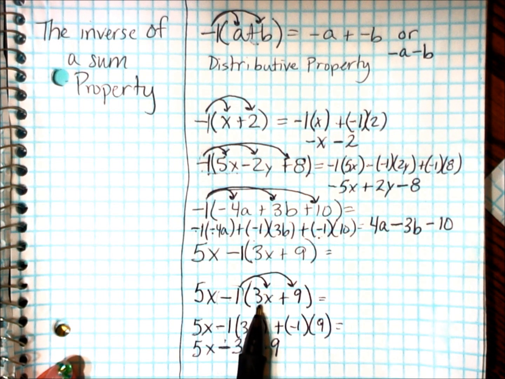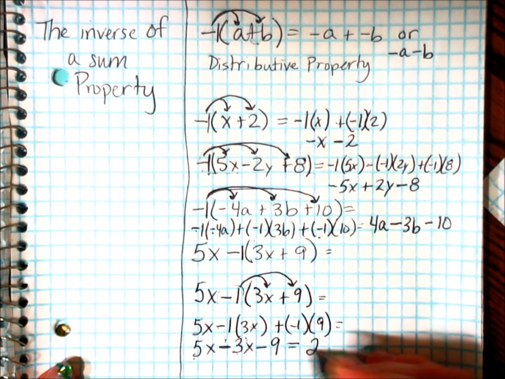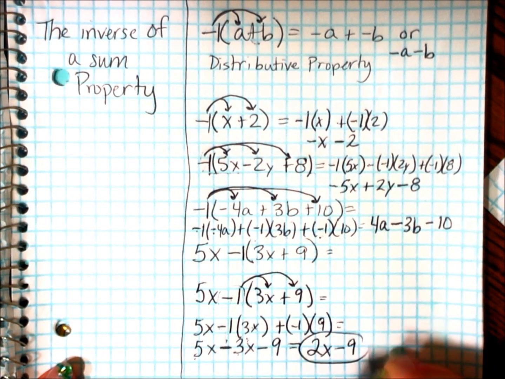Again, seeing that it changed from positive 3x to negative, positive 9 to negative 9. Last step is collecting our like terms. 5x minus 3x would be 2x minus 9.